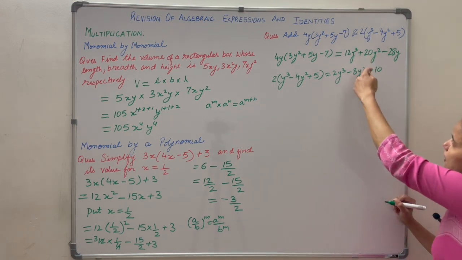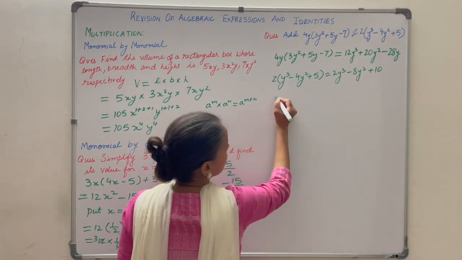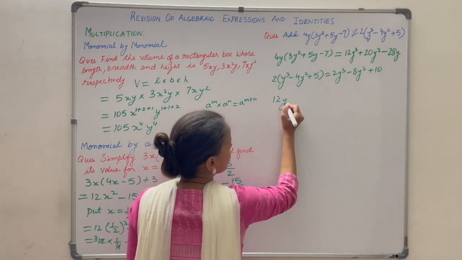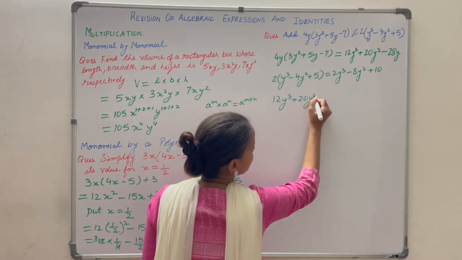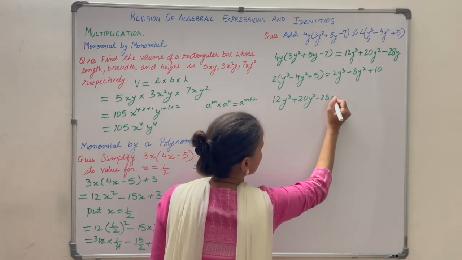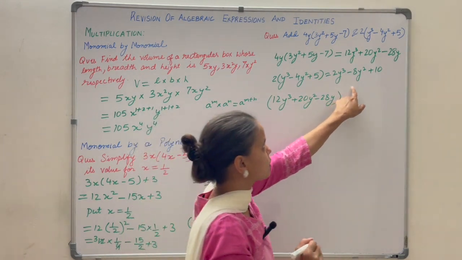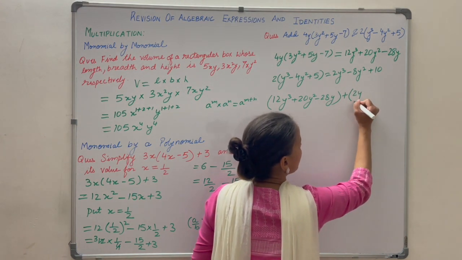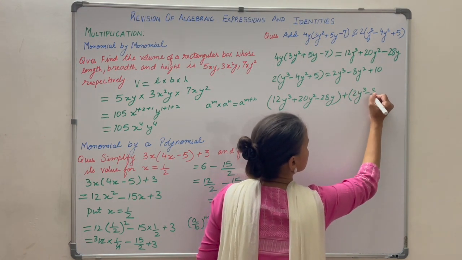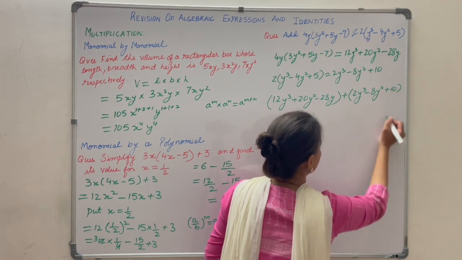Now let us add these two expressions. So you have to add 12y cube plus 20y square minus 28y. This is the expression. You have to add this expression to this. Let us write down the next expression: 2y cube minus 8y square plus 10.